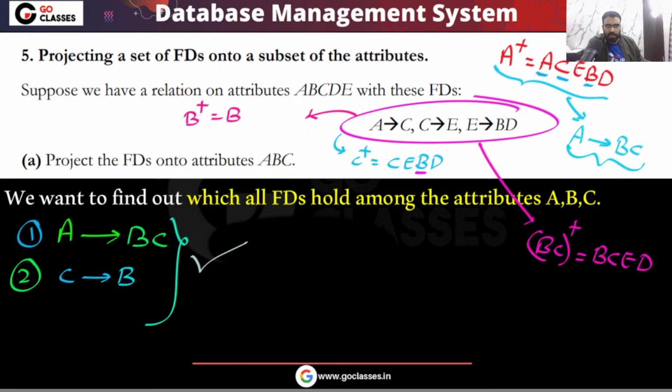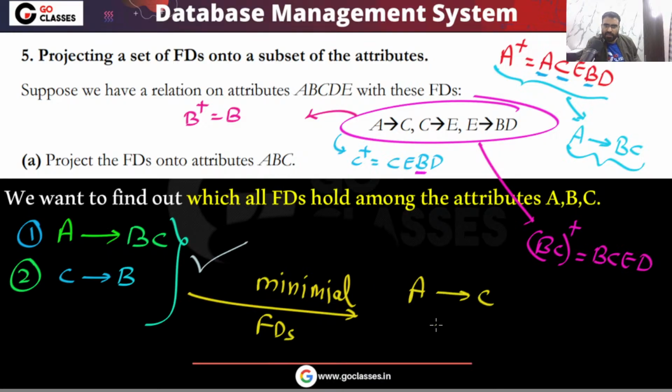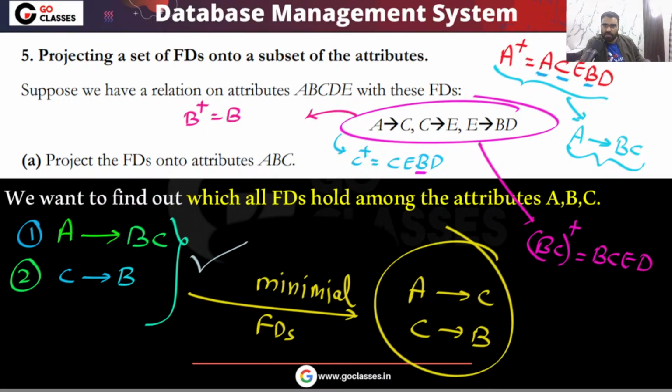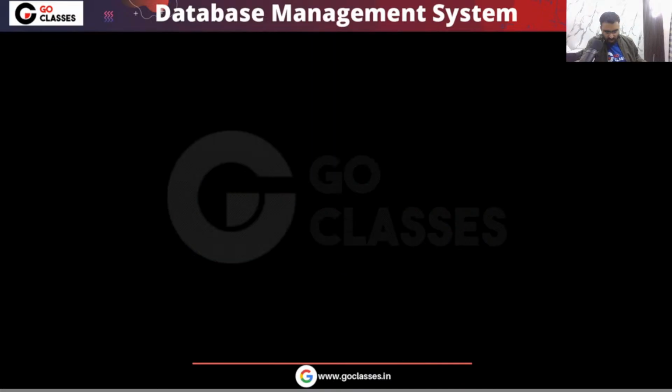Of course, if you want to minimize, you can do that. This answer is correct. Remember, this is the correct answer. If you want to minimize this, that also you can do. If you want to find the minimal FDs, then that will be A determines C and C determines B. Because you can see that A is determining BC, but A is determining C and C can determine B. So I can remove this A determining B, because ultimately A determines B. So this is the set of functional dependencies that hold among the attributes ABC. I hope you understood.